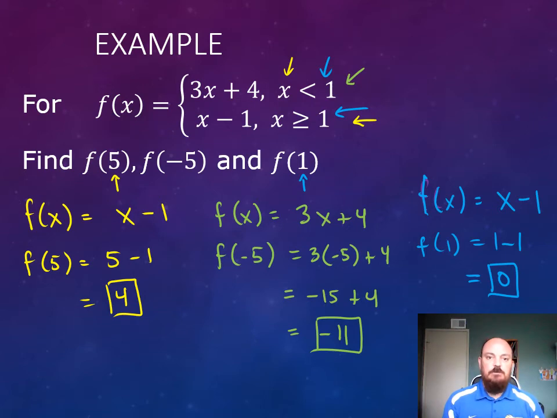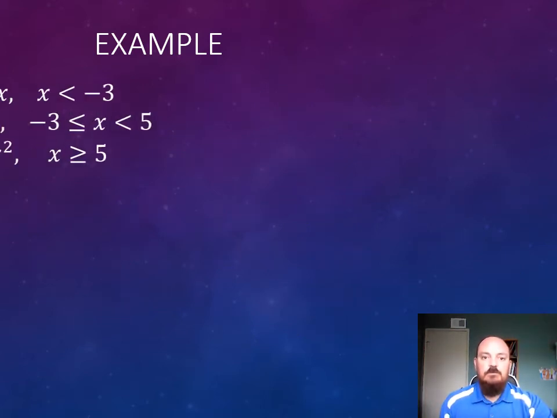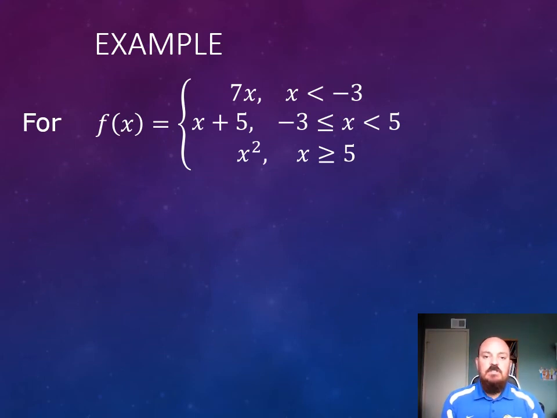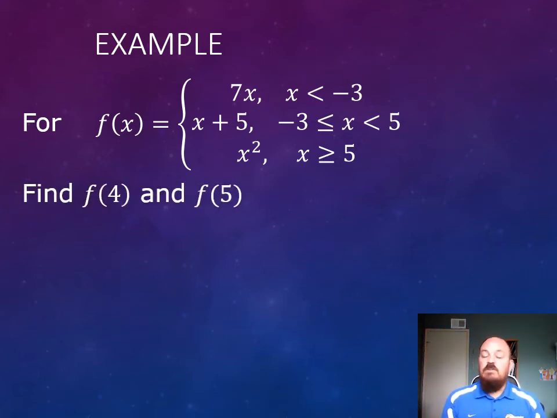I have one more quick example for you guys, because I did want you to see one that has 3 parts. This is a piecewise function that has 3 different parts. This says sometimes f of x equals 7x, sometimes it equals x plus 5, and sometimes it equals x squared. So let's find f of 4 and f of 5.